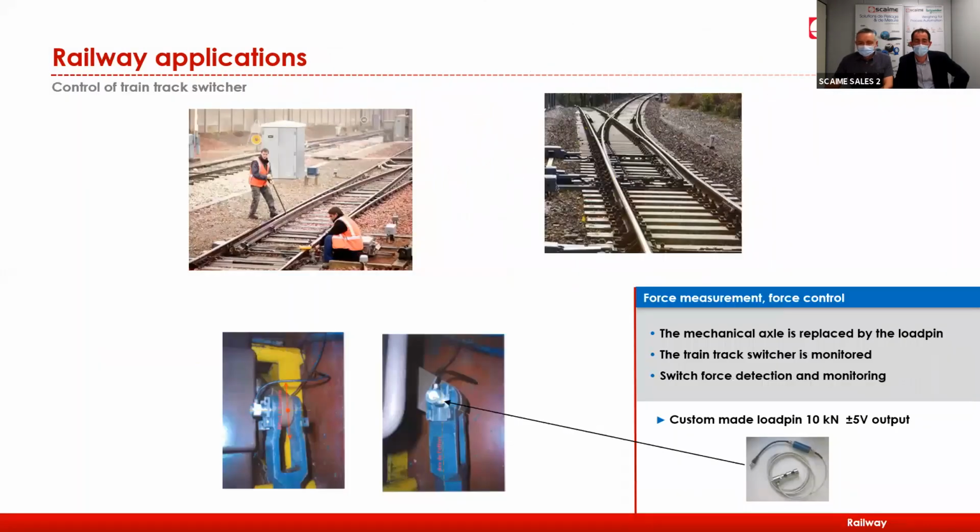Railway. Now we reach the last application cases, so railway application. This is an application in which we set a monitoring system for the track switcher, to monitor this system.